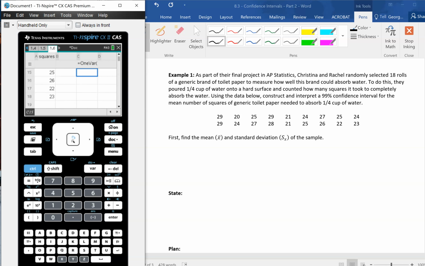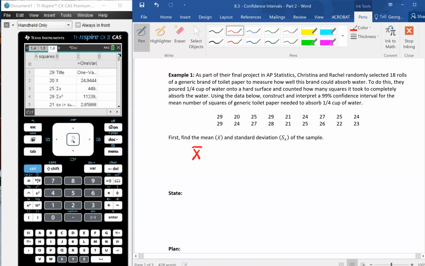You're going to look at this and go, wait, I just put it in and it didn't do anything. It's because we're all the way down at the bottom at 18, so you have to scroll back up to see all your stuff. What we need are x bar and Sx. X bar is our mean, so our mean is 24.944. If you want to add the fourth decimal place, go for it; I just rounded to 3. And for Sx, same thing, I've got 2.859.